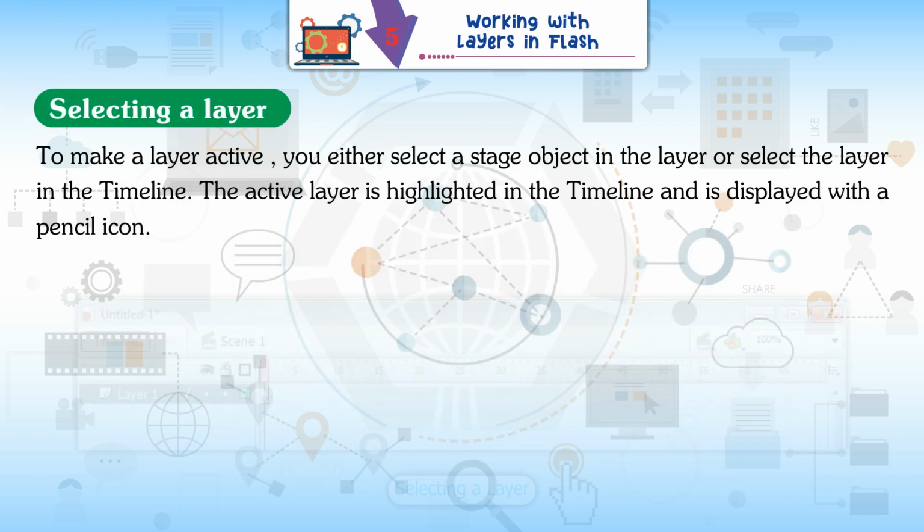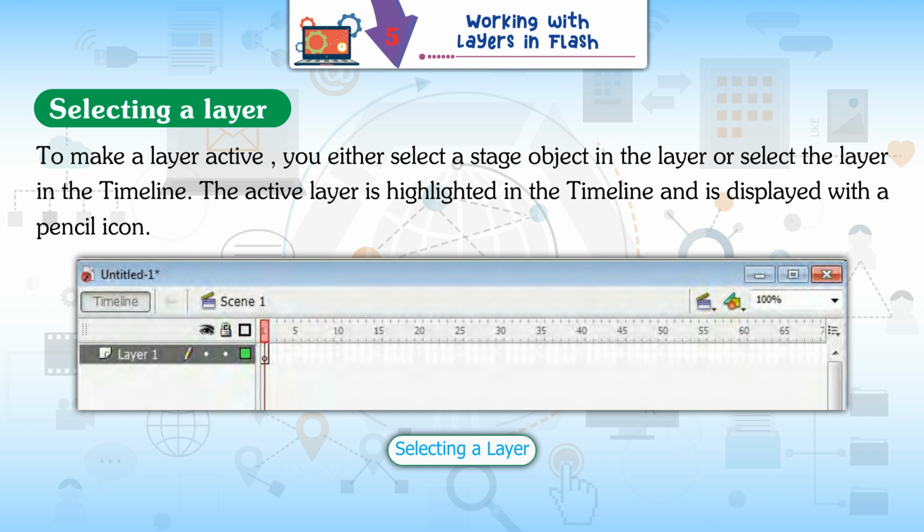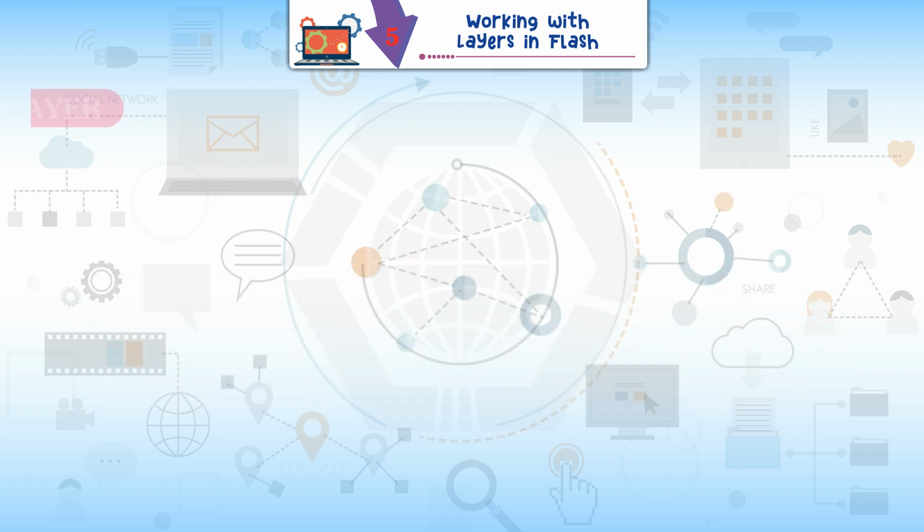Selecting a layer. To make a layer active, you either select a stage object in the layer or select the layer in the timeline. The active layer is highlighted in the timeline and is displayed with a pencil icon.